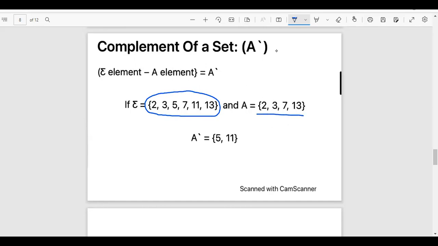For example, I need to find A complement. Fair enough. I'll just cross out the elements of universal set which I have in A. I have 2 in A, I have 3 in A, I have 7 in A, and I have 13 in A. So A complement would be the remaining elements, that is 5 and 11. Okay, this was the concept about complement of A we discussed in the last class.